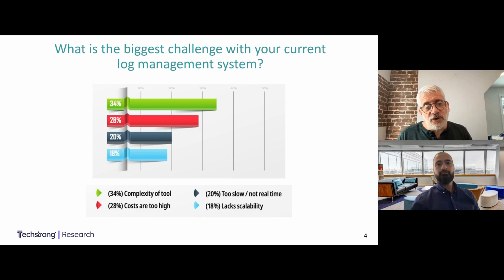28%, costs are too high. Yeah, nobody's ever said, well, gosh, I come into work today and I'd like to spend more money on my monitoring platform, right?